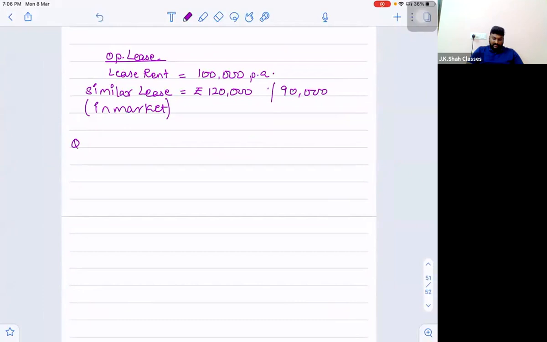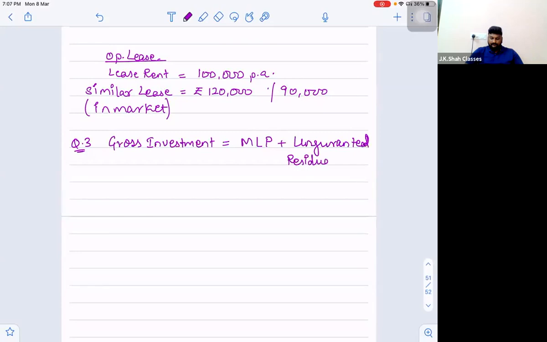Question number 3. First, I would calculate gross investment. Sir, gross investment is nothing but MLP plus unguaranteed residual value. Unguaranteed residual value. Correct?